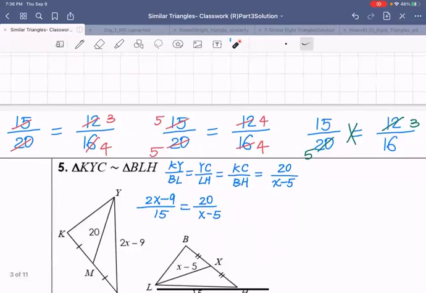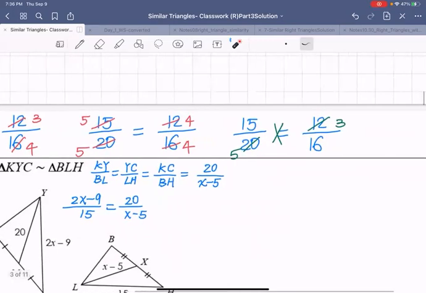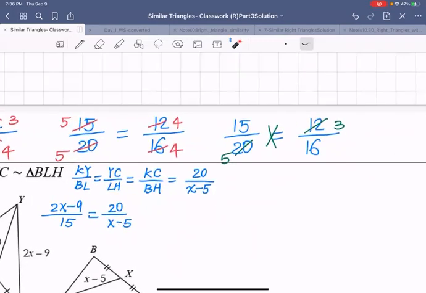What will happen if you only simplify the top and the bottom? Still the same number. 15, 12. 15 becomes 5, 12 becomes 4. 20 and 16. 16 over 4 is 4. 20 over 4 is 5. This equation is still correct. Some people say, no, I want to try this way.